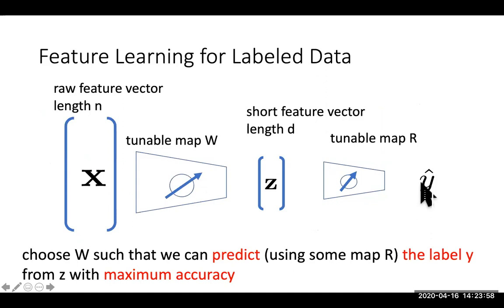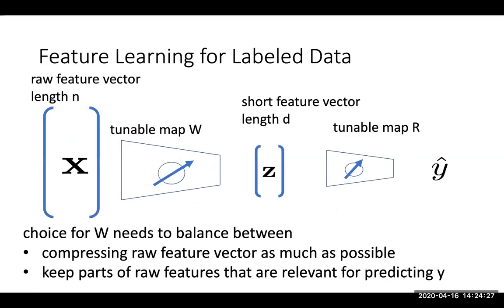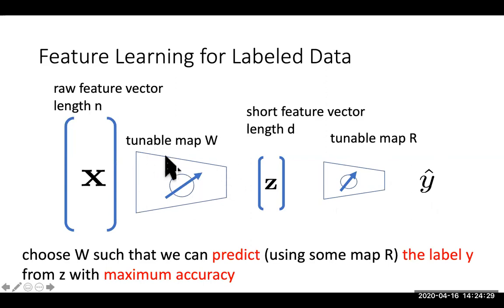For example, in this toy application I mentioned before, the label, what we want to predict, is the probability that a person needs an ICU during the next week. So we should tune this compression map not to optimally reconstruct the feature vector, but to optimally predict the label. And this will typically result in a different compression map. But again, we can use here different types of functions. So we can use linear functions, or we can use artificial neural networks for these tunable maps.